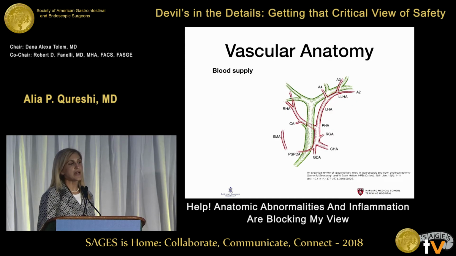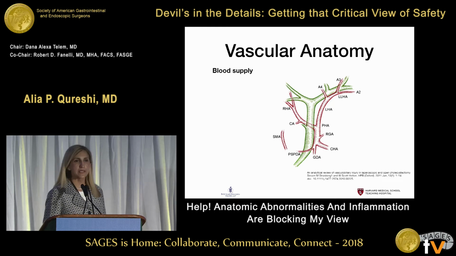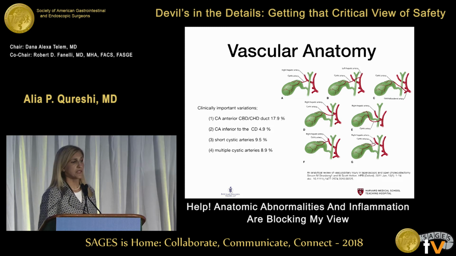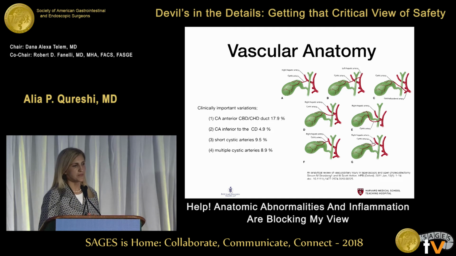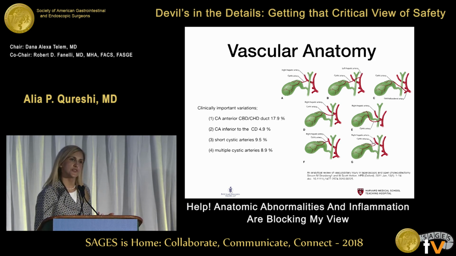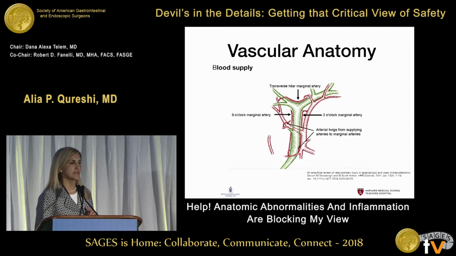So with regards to the vascular anatomy, there are also variations. Typically, as most of you know, the cystic artery comes off the right hepatic artery. It can also, however, come off an aberrant right hepatic artery. In up to 20% of cases, it can come anterior to the common bile duct, which can be confusing. It can come inferior to the cystic duct, and sometimes it can be short or there can be multiple cystic arteries. It's very important as a surgeon to really think about all of these possibilities and have them at the back of your mind when you're dealing with that gallbladder late at night or in the setting of significant inflammation.